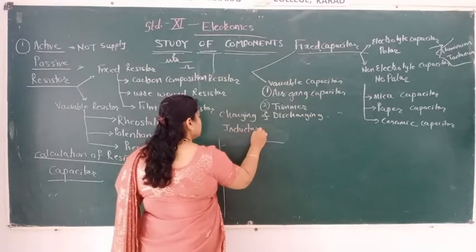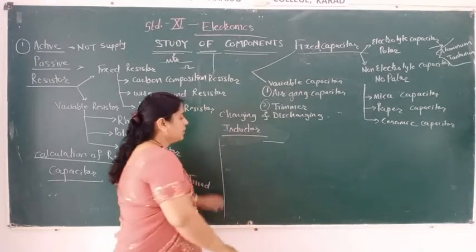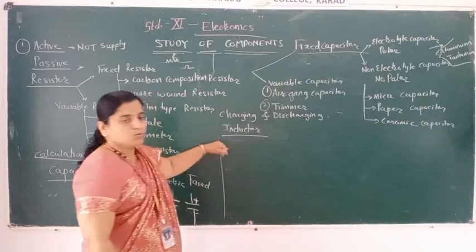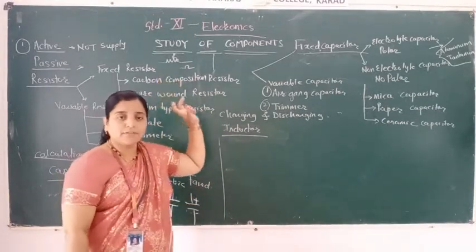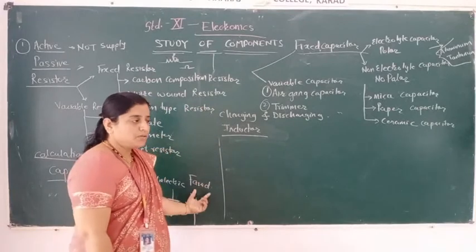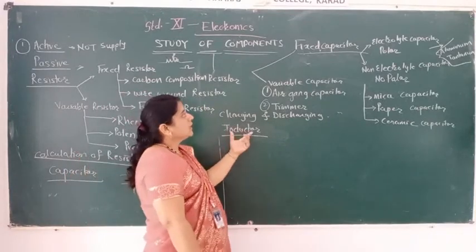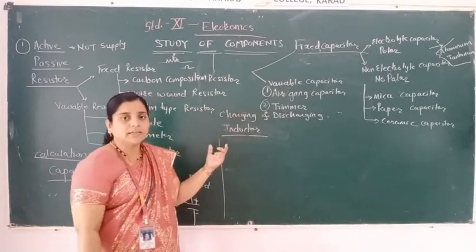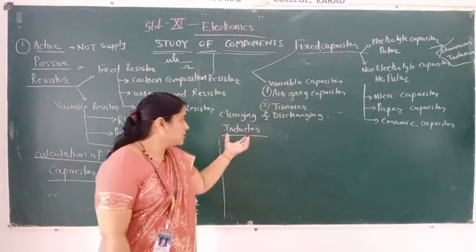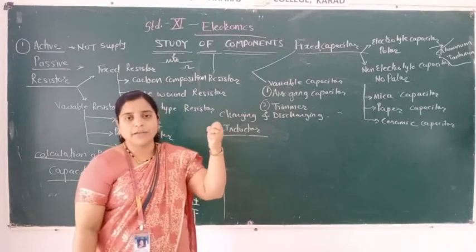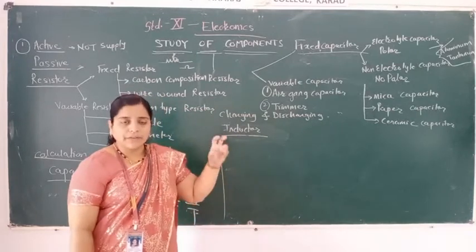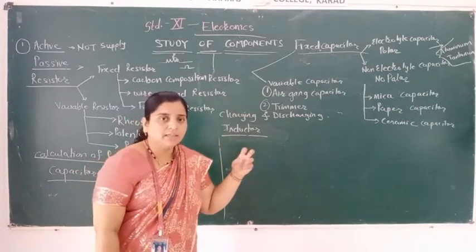Next point is what? Inductor. Okay. Resistor opposes the flow of current. Capacitor is used to store the charge. And the property of inductor is what? It induces voltage when current is changed. Whenever there is a variation in current, means what?